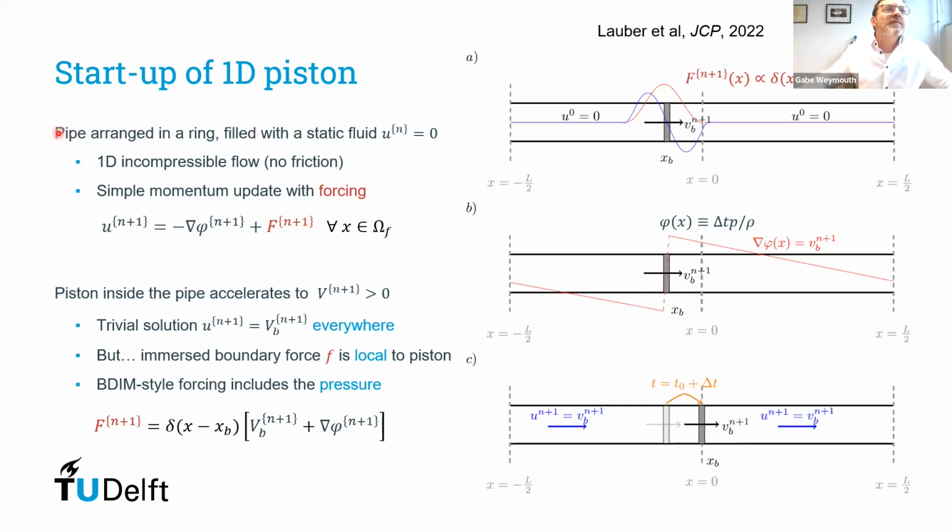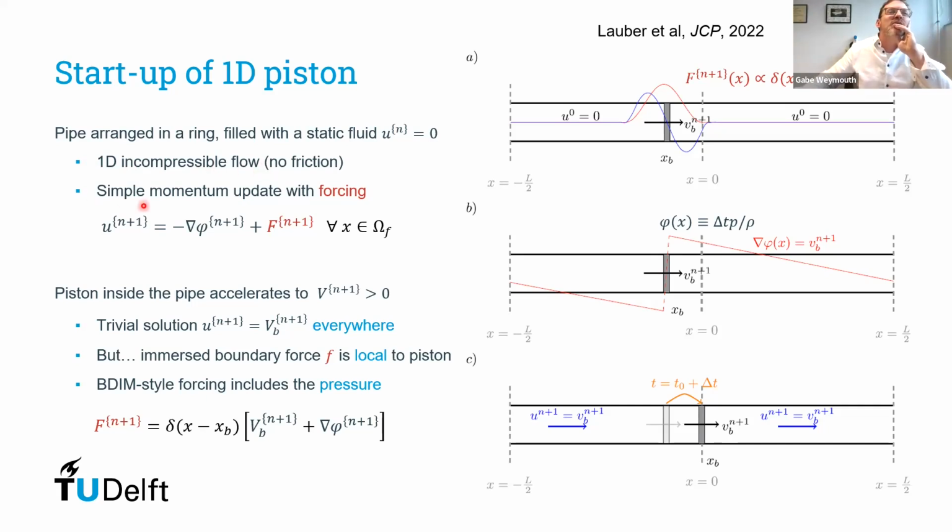So the setup here is that we've got a pipe, which is arranged in a ring. So here's our domain. And on one side, this flows right into the other side. So you can imagine the pipe just bent together end to end. And inside there, you have a little piston, okay? And the initial condition is that everything's static. Nothing's moving, the piston's just sitting there. We've got a 1D incompressible flow, and we're not going to consider any kind of friction forces.